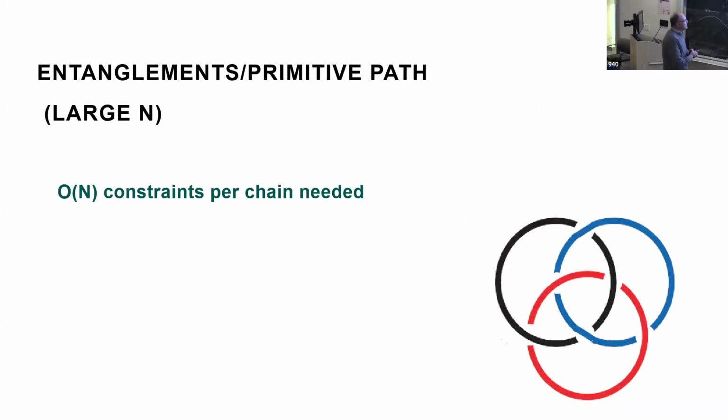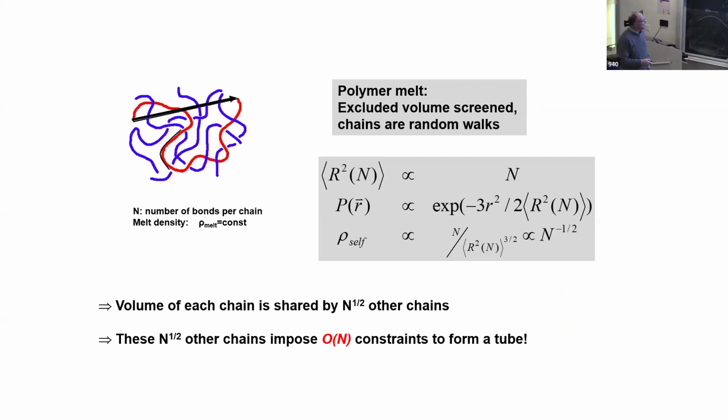So the question still is, can we understand this better, and how can we get a hold on this also from a numerical or simulation point of view? What I have in such a melt is a situation that the chains overlap strongly. In a melt, the chains behave like random walks, so the typical end-to-end distance squared of such a chain is proportional to the contour length. The distribution of the ends is a Gaussian, and that leads to a self-density which goes like n to the minus 1/2. So that means the volume of one chain is shared also by n to the 1/2 other chains.